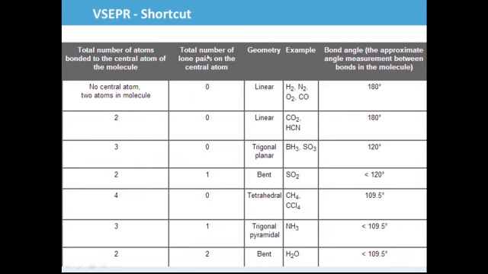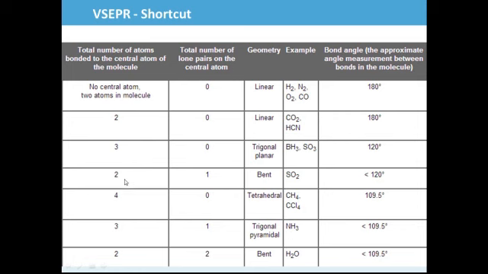It says total number of lone pairs on the central atom. And that means total number of lone pairs of electrons. Dots. How many pairs of dots are on that central atom? Of course, this is under the assumption that you have a correct Lewis dot structure. So you really have to be careful with that. Alright, and then we see that if we have 2 atoms bonded to the central atom, and the central atom has 0 lone pairs of electrons, that molecule is going to be linear. And here's a few examples, and the bond angle is going to be 180 degrees between the 2 atoms.